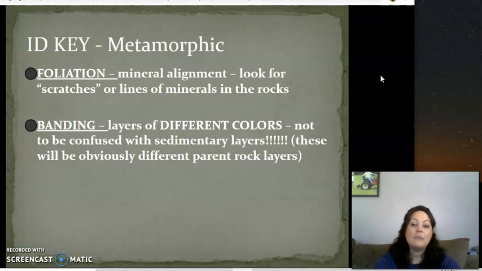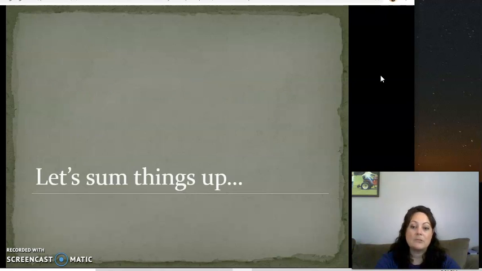The ID key for metamorphic rocks, you're looking for foliation, which is mineral alignment. Look for those scratches or lines of minerals in the rocks. And then banding, layers of different colored rocks, not to be confused with those sedimentary layers. And these are going to be obviously different parent rock layers.